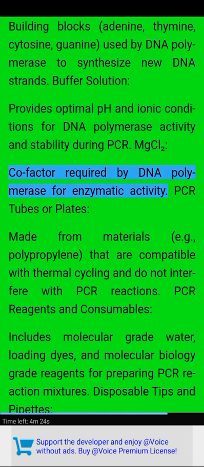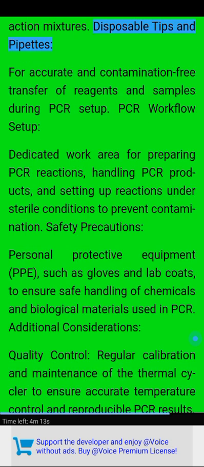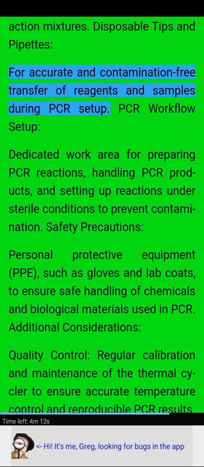MgCl2: cofactor required by DNA polymerase for enzymatic activity. PCR tubes or plates: made from materials, e.g., polypropylene, that are compatible with thermal cycling and do not interfere with PCR reactions. PCR reagents and consumables: includes molecular grade water, loading dyes, and molecular biology grade reagents for preparing PCR reaction mixtures. Disposable tips and pipettes: for accurate and contamination-free transfer of reagents and samples during PCR setup.